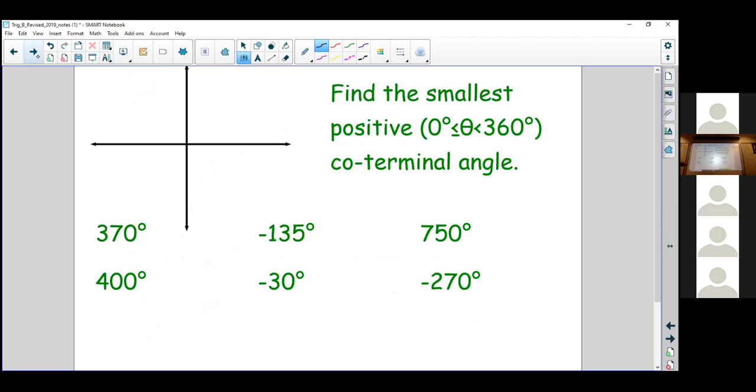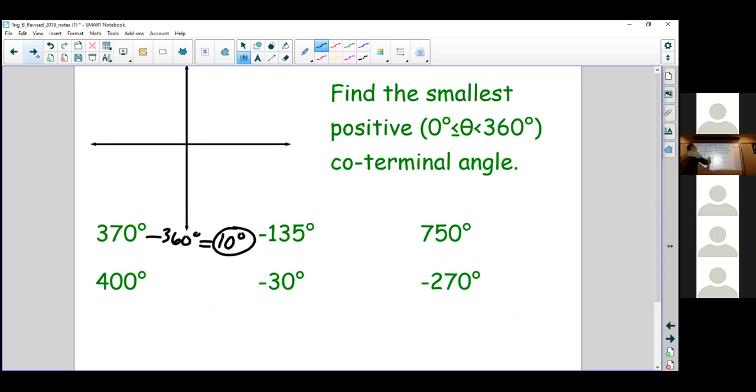Find the smallest positive. So this one, we're looking for a positive angle. So 370 degrees goes all the way around the circle once. So if I subtract 360 from it, I get 10 degrees. Okay, 370 and 10 degrees fall in the same location on the unit circle.